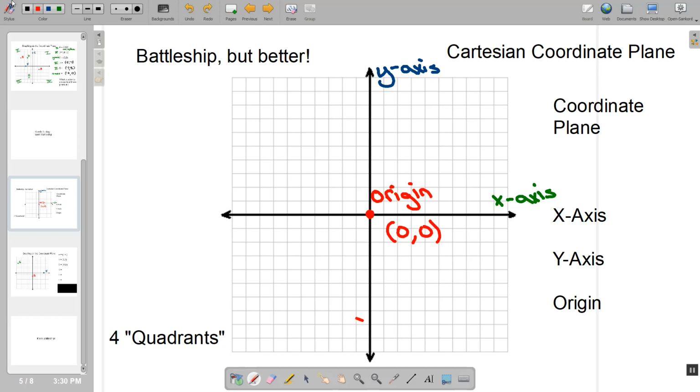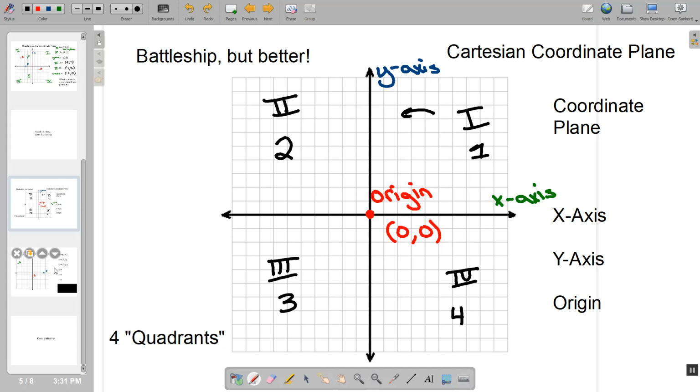The four quadrants are written in Roman numerals, meaning quadrant 1 is up and to the right, where there are only positive numbers, quadrant 1. Then you work your way counterclockwise, quadrant 2, quadrant 3, and finally quadrant 4.